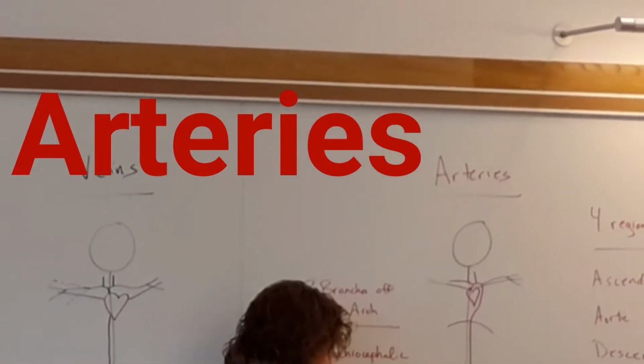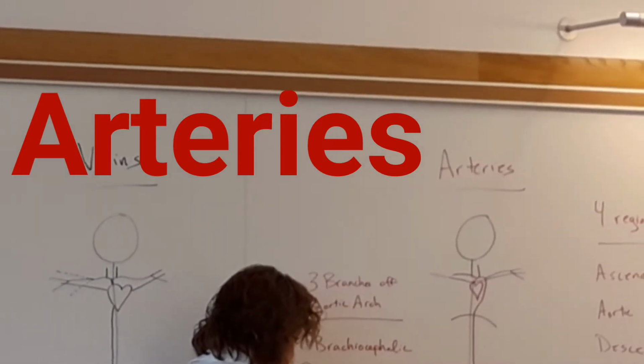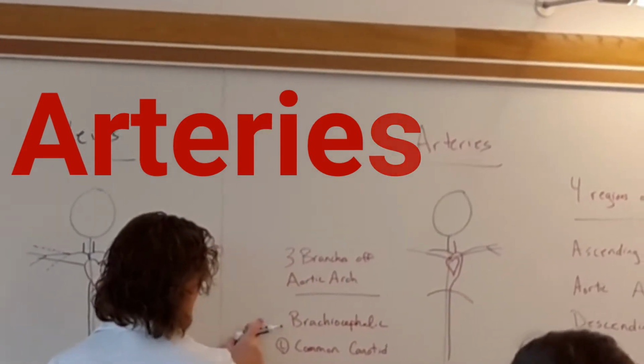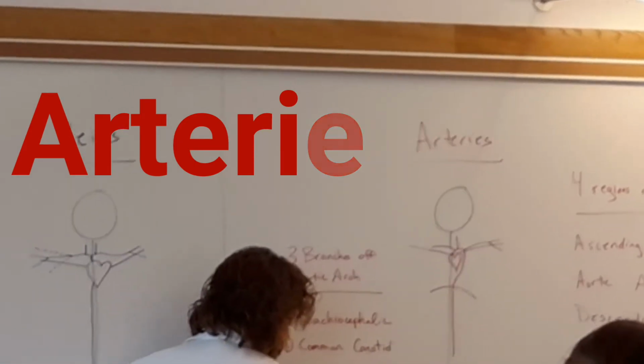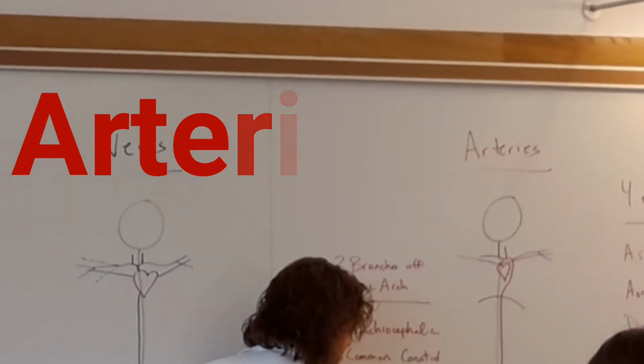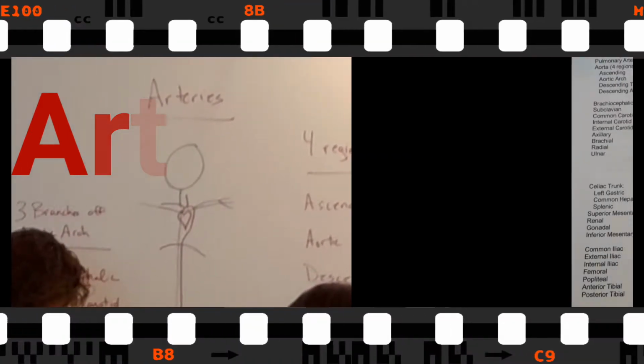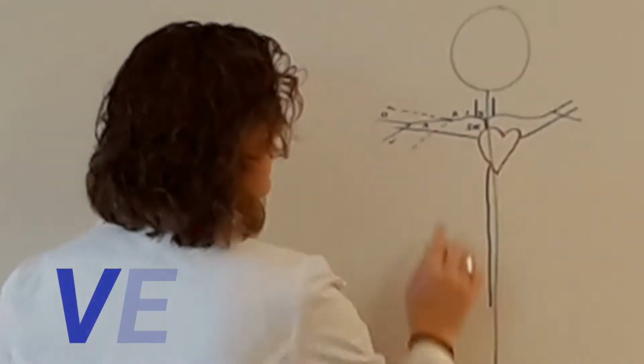So when we open up our cats today, you're only going to see 2 branches. They have the brachiocephalic and left subclavian. Of course, they have common carotids, they just branch off the brachiocephalic. But once you get to the arm, it's the same thing.